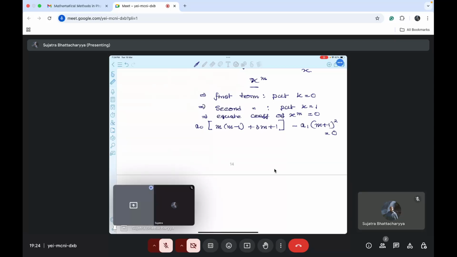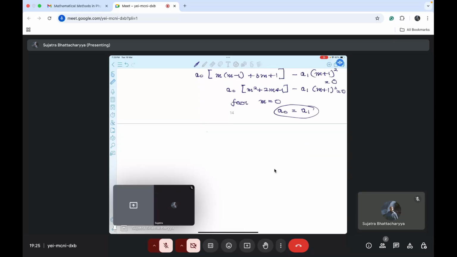Based on that, we can say that to solve this, we get something like this: minus a1 (m plus 1) whole square equal to 0. And for m equal to 0, you get a naught is equal to a1. Great. This is an interesting result.